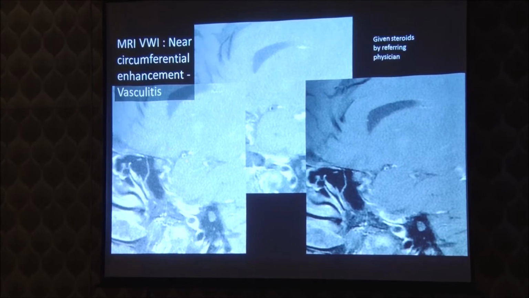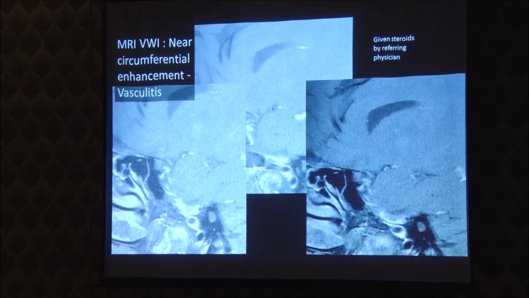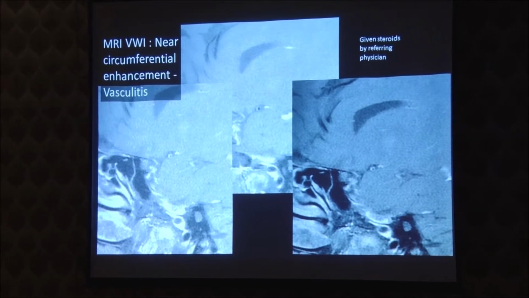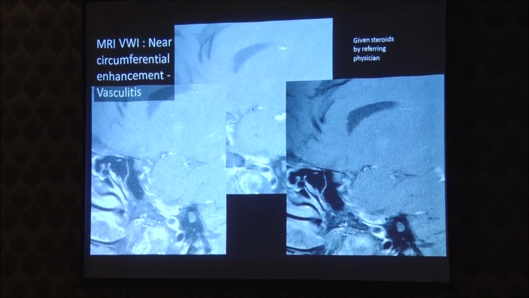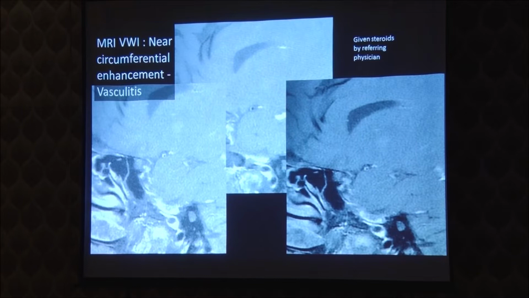If you see here, this is the middle cerebral artery. This is the T1 post-contrast imaging. There is some enhancement of the wall of the artery, and the enhancement is nearly 2/3 of the wall of the artery. The physician had started steroids based on the report saying that it is vasculitis. But the question is, is it vasculitis? That's the question that we are going to answer through this particular talk.